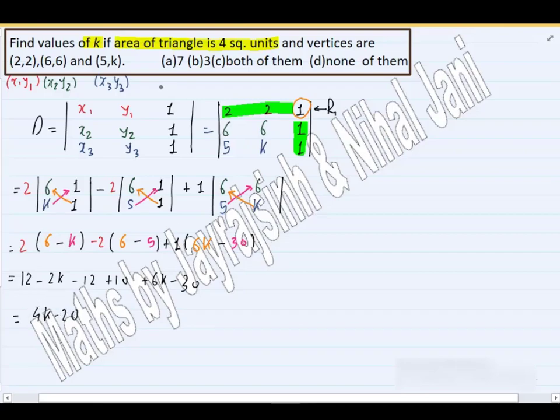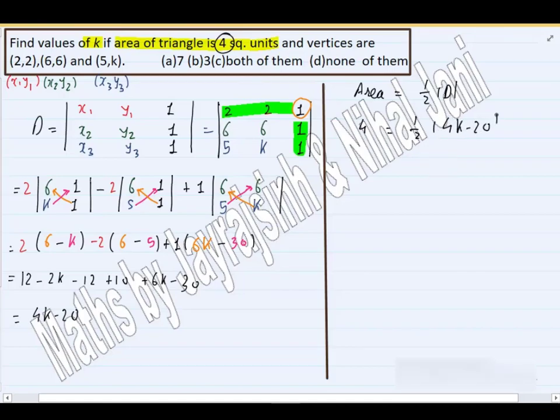Now it's time to use the formula of area of triangle, which is area of triangle is half mod d, right? And we all know that area is 4 square units. So 4 is equal to half mod, the value of d is 4k minus 20. And this mod will give us two options. 4 is equal to half of 4k minus 20, which is 2k minus 10, or minus 4 is equal to 2k minus 10.